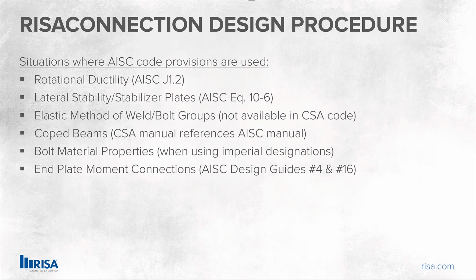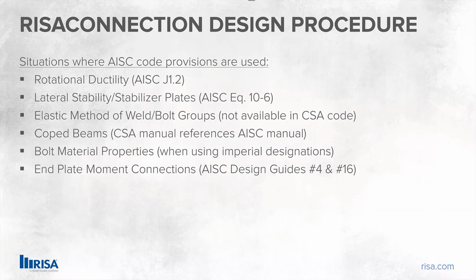Additionally, the Canadian code includes the instantaneous center of rotation methodology for calculating bolt group eccentricity. Our software, RISAConnection, also includes the elastic method for bolt and weld groups. That's not available in the CSA code, but we still are going to give you the option to choose that. That's a standard option, just as in the other code provisions in the software. So you can choose both of those.